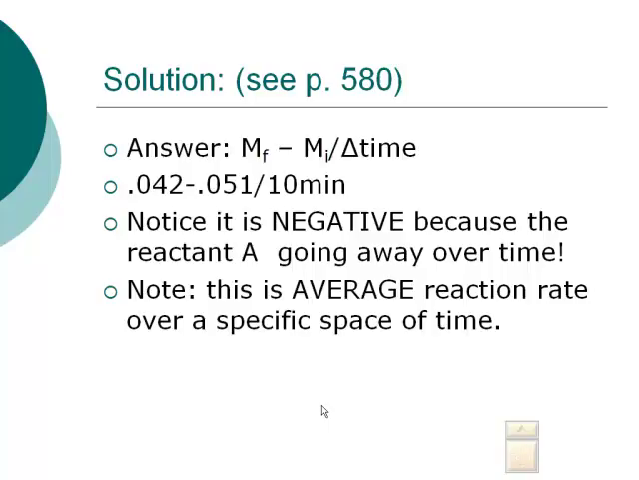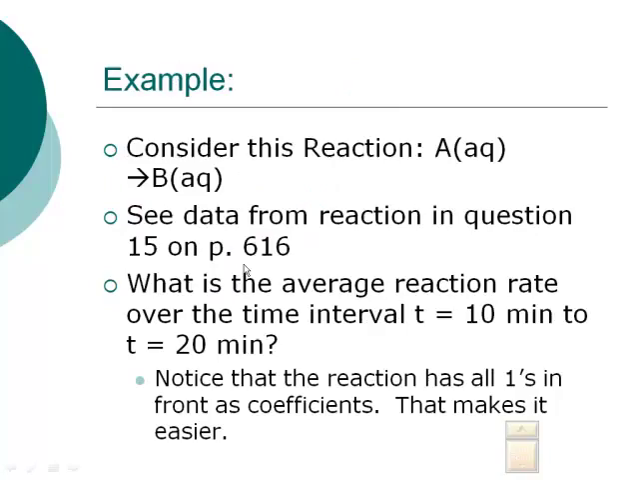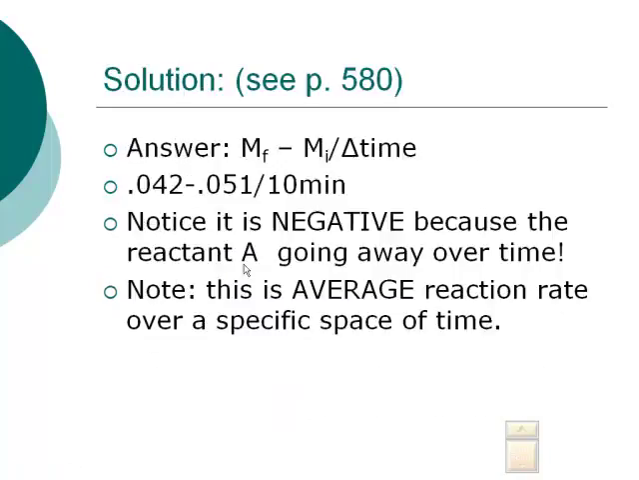So your final molarity, the molarity at, I can't remember what time interval that was, at 20 minutes, was 0.042. So it looks like the molarity was lower than the initial molarity of that time interval, which was 0.051. And then we divided it by 10 minutes. That was the time interval. And it says, notice it's negative because the reactant A is going away. It says, notice this is average reaction rate over specific space of time.